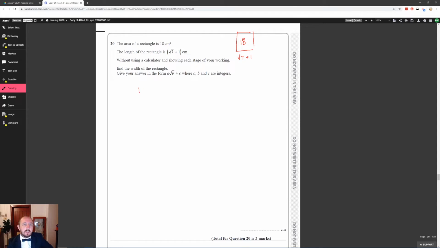So we're going to do 18 divided by root 7 plus 1. So we're going to multiply by root 7 minus 1 to rationalize this, and that will give us 18 root 7 minus 18 all over 7 minus 1. And when we divide through by 6, we get 3 root 7 minus 3.